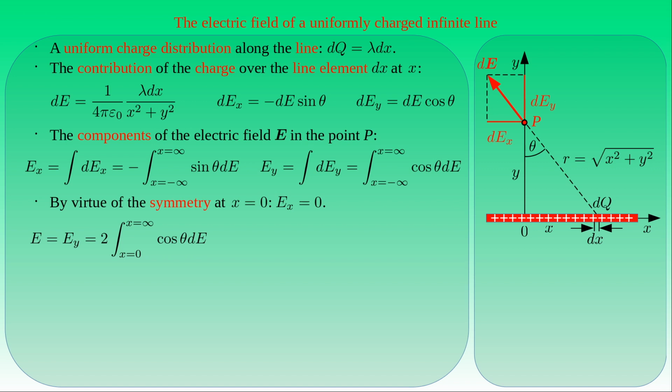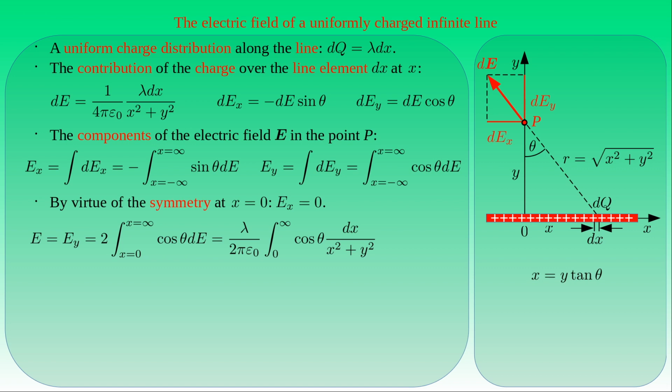We have already determined the differential of the magnitude of E, which we can insert into this equation. Then the magnitude of the electric field can be written as lambda over 2 pi epsilon naught, times the integral of cosine theta over x squared plus y squared with respect to x from 0 to infinity. Here cosine theta can be expressed in terms of the Cartesian coordinates. We see in the figure that the distance x of the line element dx from the origin is equal to the distance y times tangent theta.